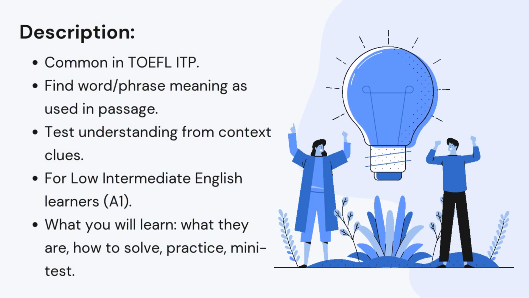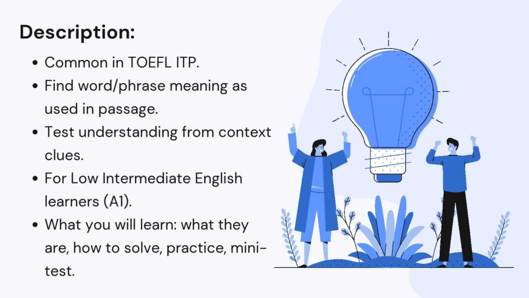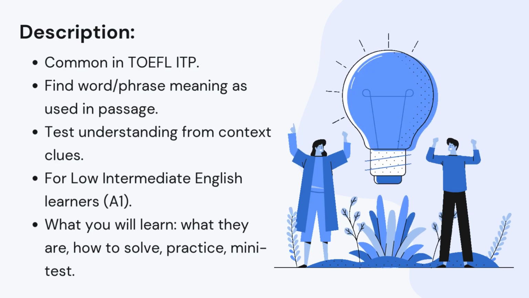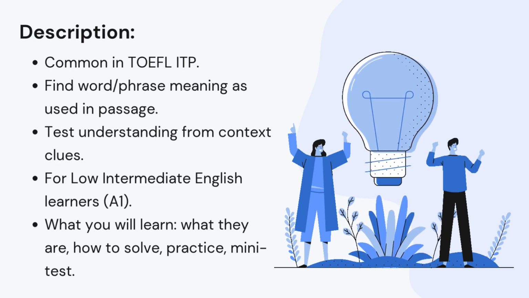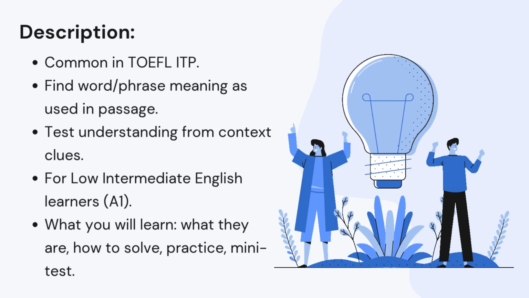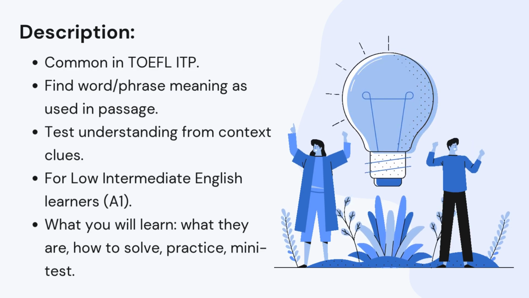These questions are very common in the TOEFL ITP test. They ask you to find the meaning of a word or phrase, exactly as it is used in a reading passage. These questions test your ability to understand words by looking at the words and sentences around them, not just by memorizing definitions. This lesson is for low-intermediate English learners at the A1 level.